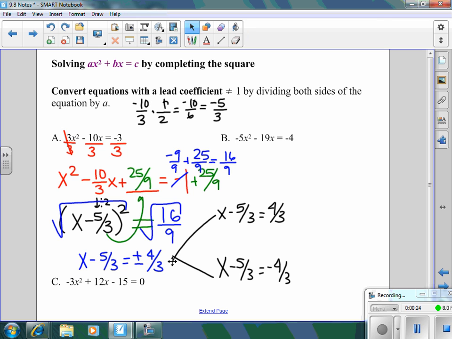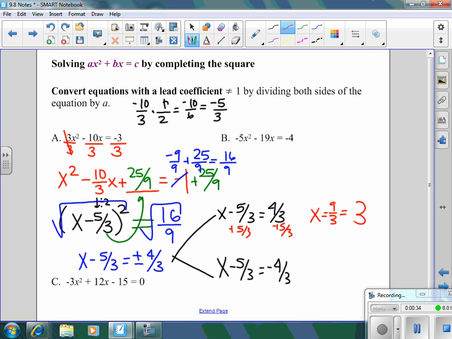So if I add 5/3 to both sides here, I end up with x equals 9/3, which is just 3. So that's one possibility. Even though it's messy, 3 is something that works. And then same thing here, if I add 5/3 to both sides, I end up with x equals 1/3. So not as nice and pretty, but still a solution.